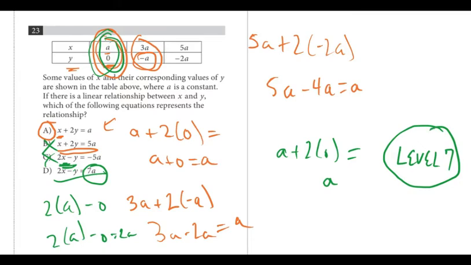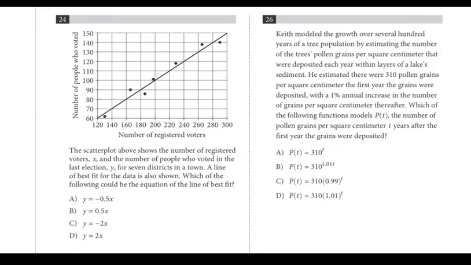Let's go to number 24. Number 24. The scatter plot above shows the number of registered voters, X, and the number of people who voted in the last election, Y, for 7 districts in a town. A line of best fit for the data is also shown. Which of the following could be the equation of the line of best fit?